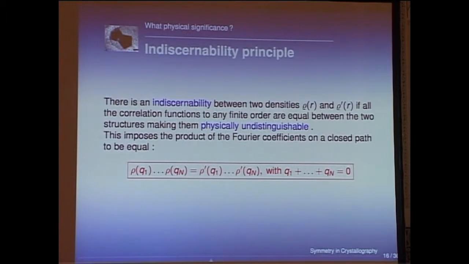What will happen is structures which I don't know if they are identical or not, but two structures such that for any measurement in physics I will do, I will get the same values from one and the other. We will call that very naturally indiscernibility. I cannot distinguish between rho and rho prime. So the question is, when does that happen? First of all, for being indiscernible, all products rho of Q1, etc., Qn, and rho prime Q1, etc., Qn, such that Q1 plus Q2 plus Qn equals zero, must be equal. If they are equal, the two objects I am forming by retransforming Fourier are indiscernible.